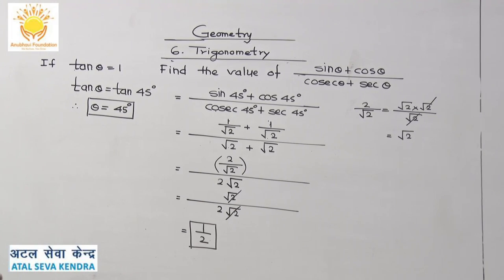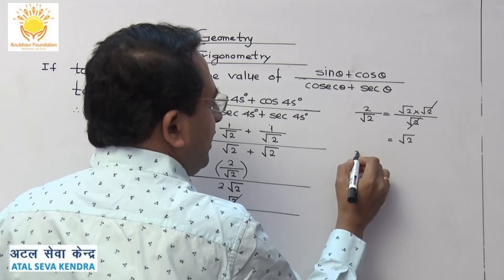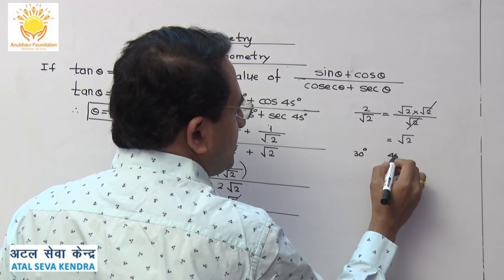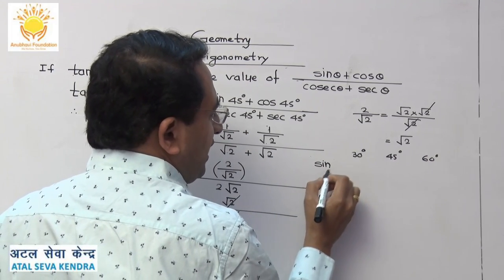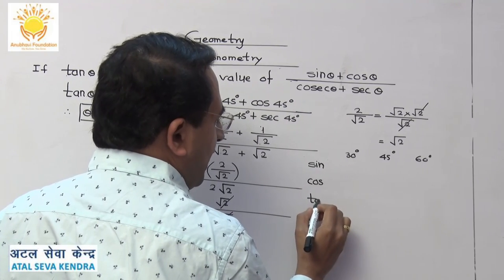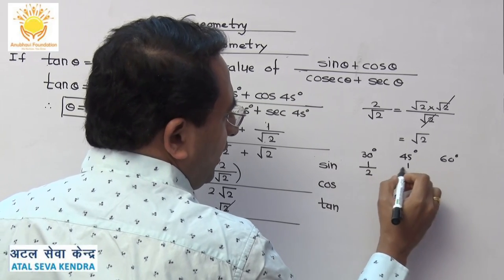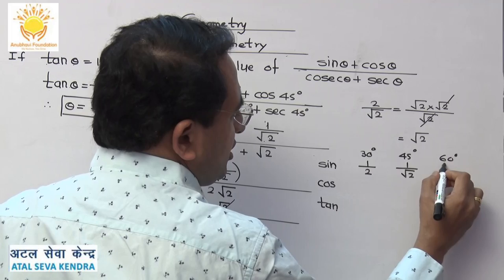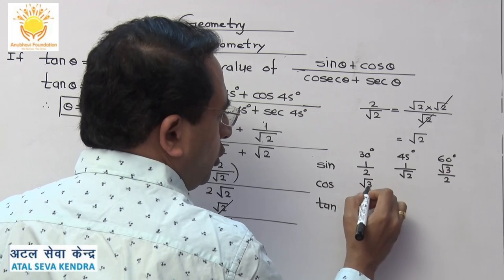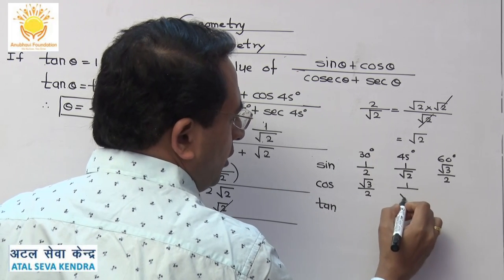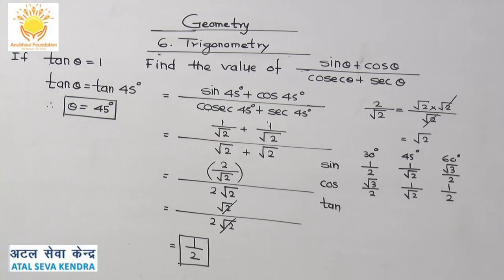It looks difficult in the beginning, but provided you know the standard values, that is for 30 degrees, 45 degrees and 60 degrees. I am just listing it for your reference. Sine, cos and tan. Sine of 30 is 1 by 2, sine 45 is 1 upon root 2, sine 60 is root 3 upon 2. Cos 30 is root 3 upon 2, cos of 45 is 1 upon root 2 and cos of 60 is 1 by 2.